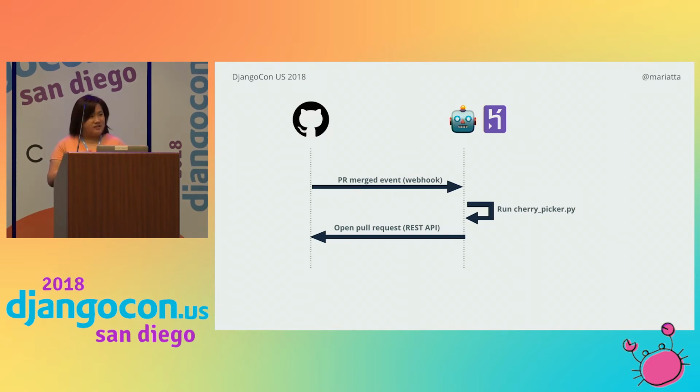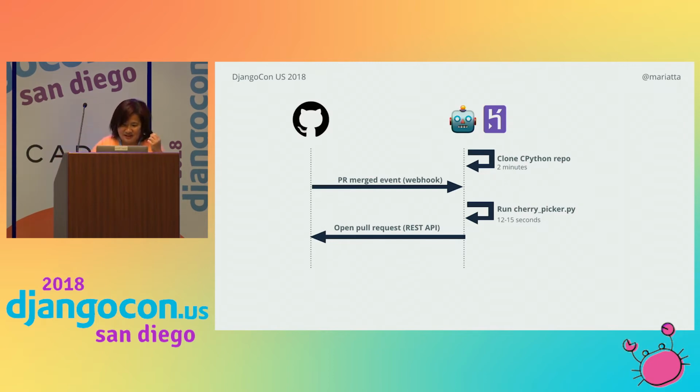Remember, CPython is 27 years old. It's big. Cloning CPython takes 2 minutes, at least. It's long. And then I discovered something. In Heroku, request times out after 30 seconds.